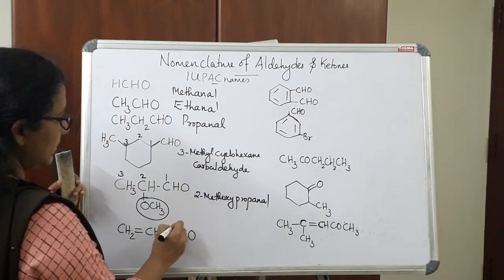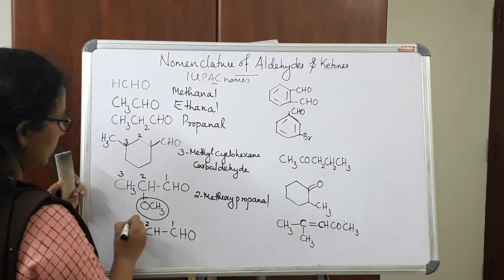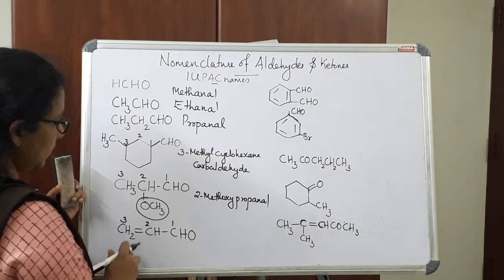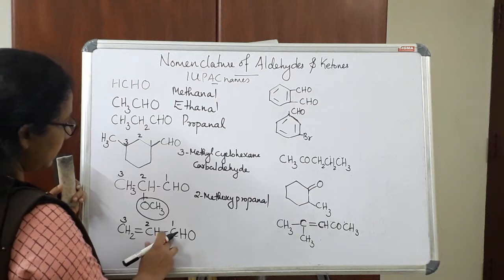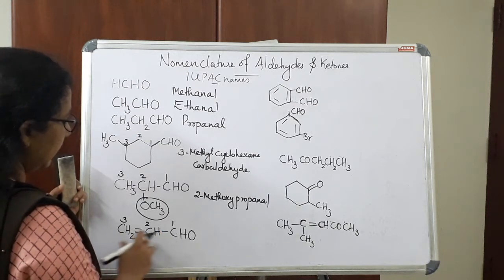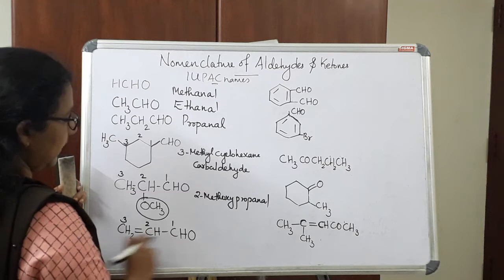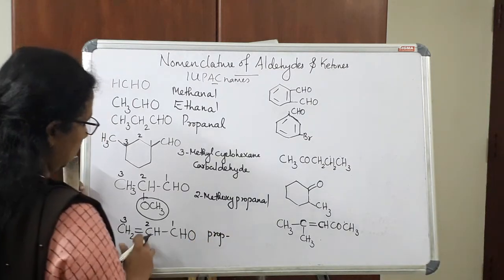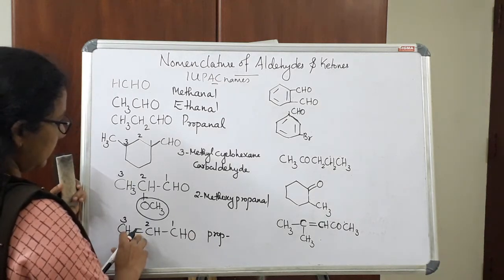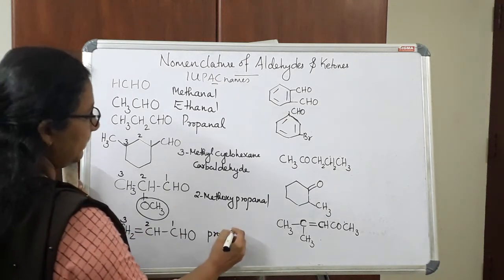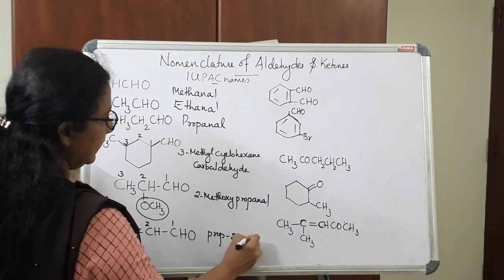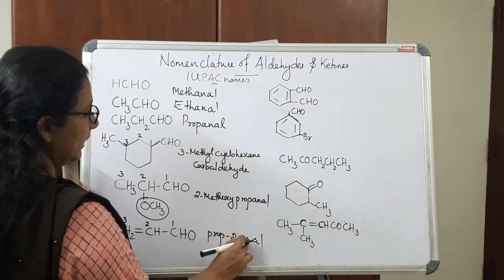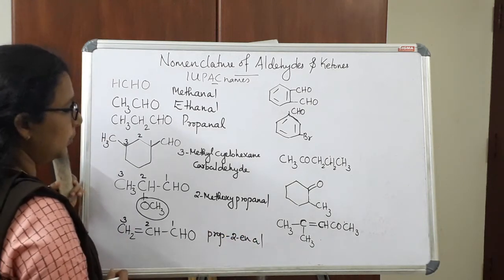Next one is an unsaturated aldehyde. So this C should be the first position, then 2, 3. There is no substituent, so we start with the parent alkane. There are 3 carbon atoms, so it will be prop, and at the second position there is a double bond, so it will be prop-2-enal. So this is the IUPAC name.